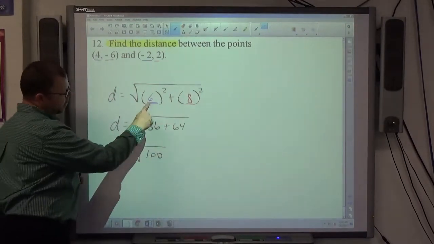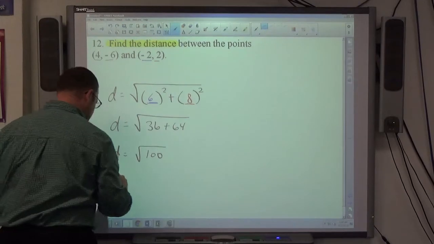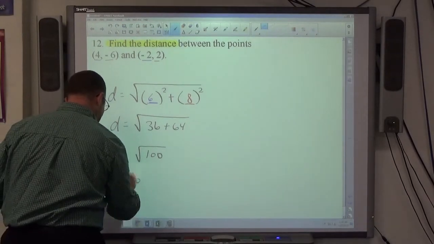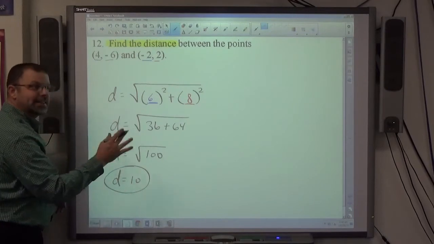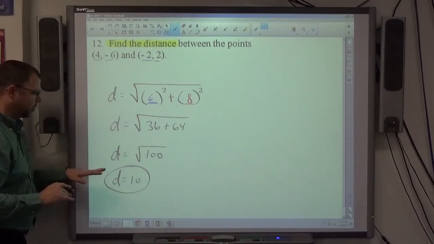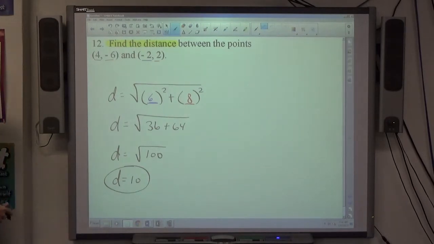Then we just evaluate. 6 squared is 36, 8 squared is 64, 36 and 64 make 100, and the square root of 100 is 10. Okay. Once you evaluate the square root of 100 as 10, it's not a square root anymore. You've evaluated it. So just throw the square root out. That equals 10 exactly. Came out to a nice pretty answer on the study guide.